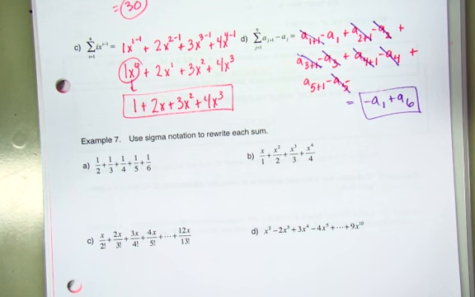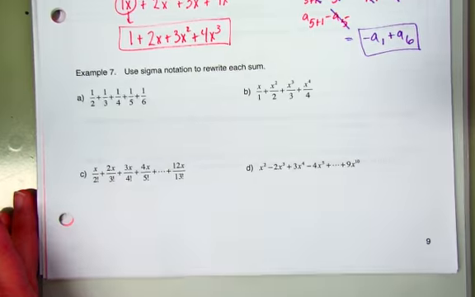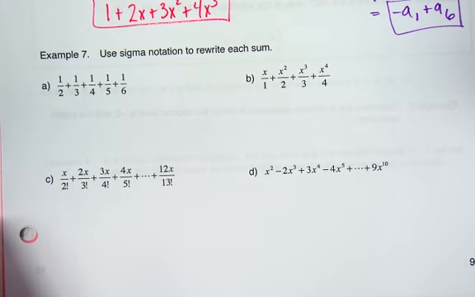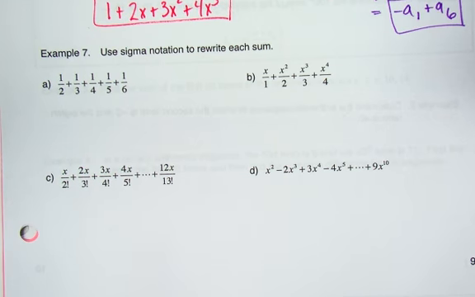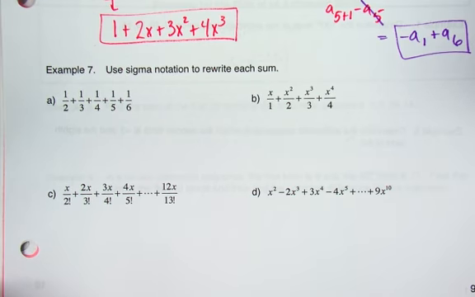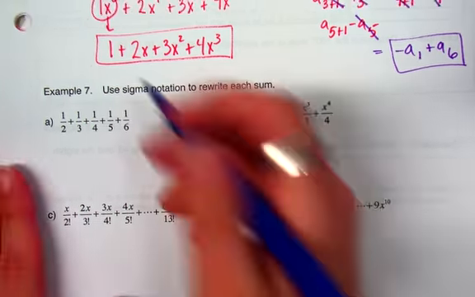Okay, here's the last example, example 7 from the 14.3 notes. All right, so we want to use sigma notation to rewrite each sum. So we want to work backwards in this case, going this way. So we're going to start with the sigma notation.